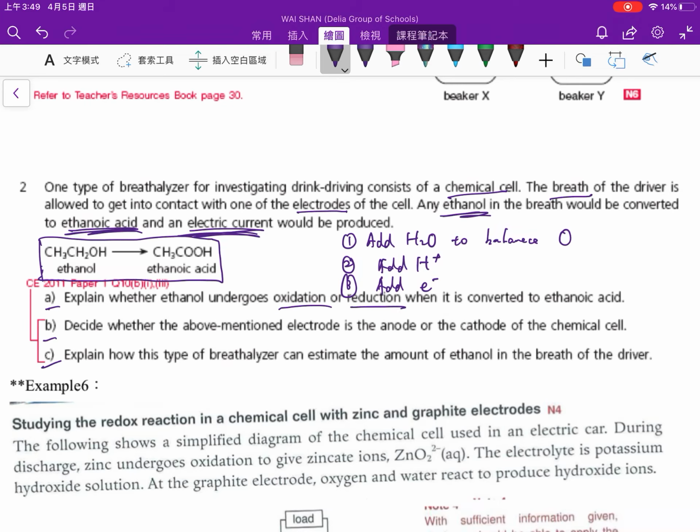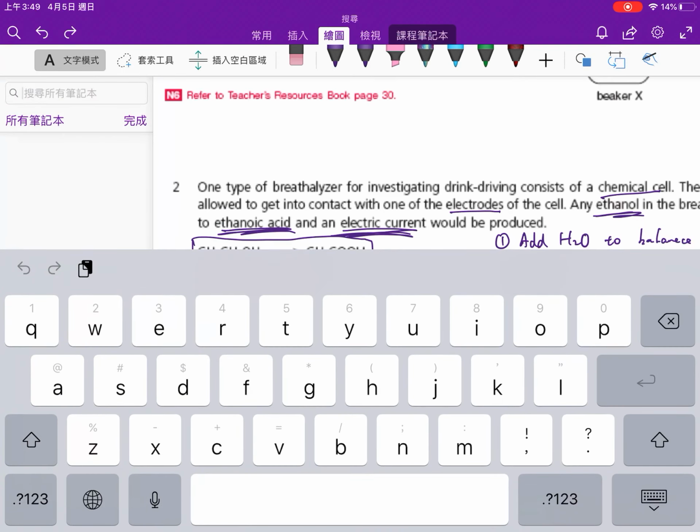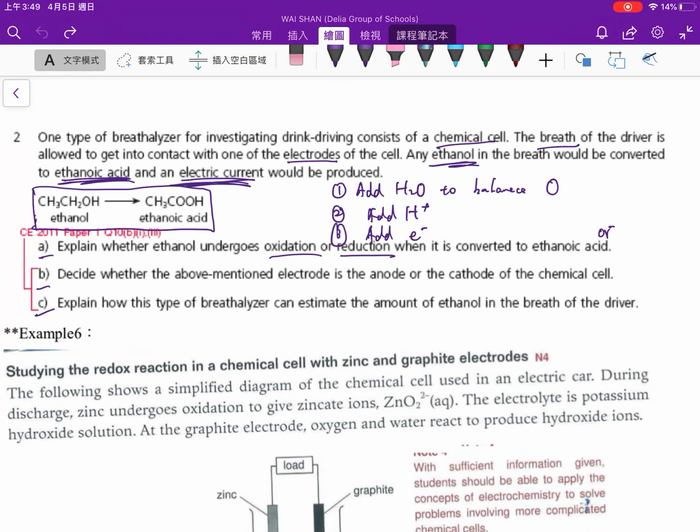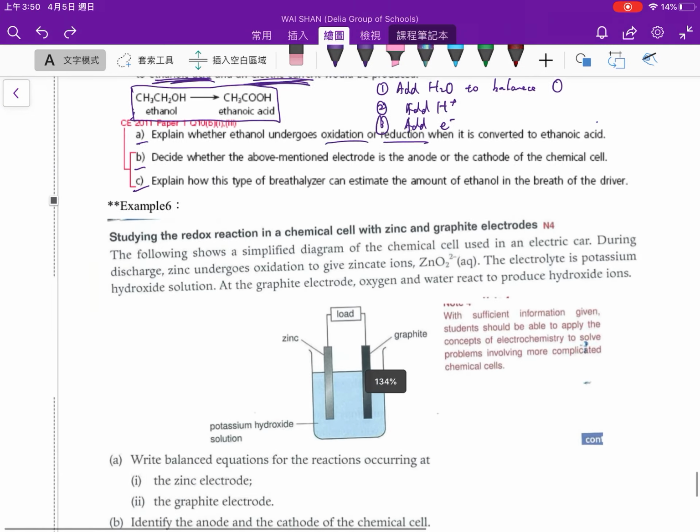Okay, explain whether it's oxidation or reduction. If you forget, then OIL RIG can help you. So OIL RIG.